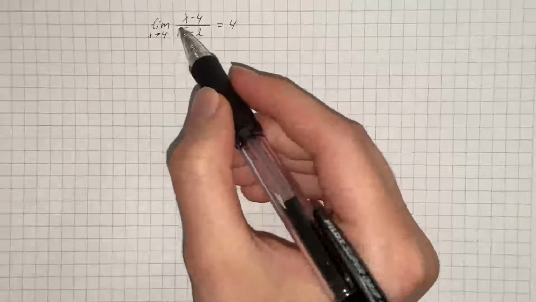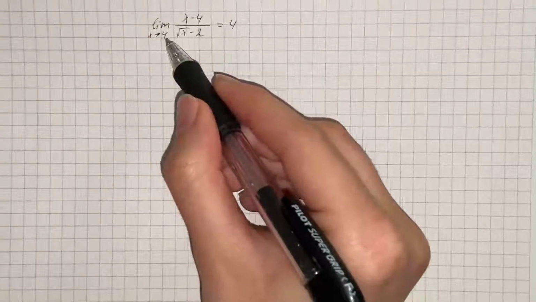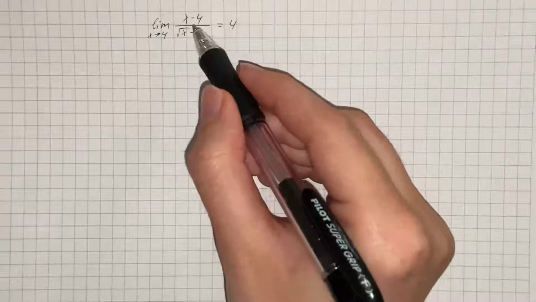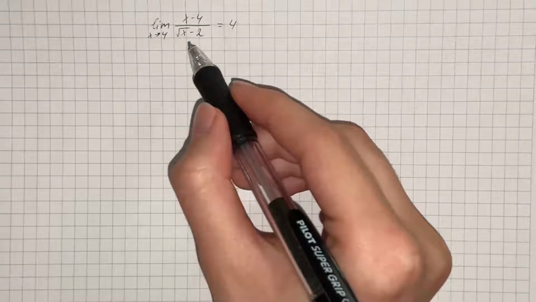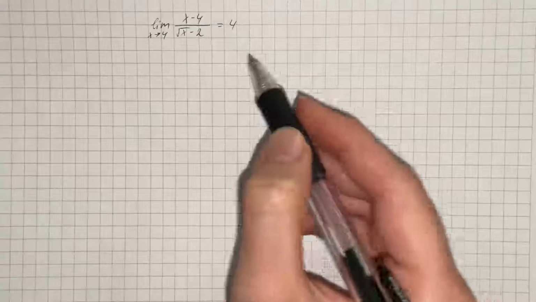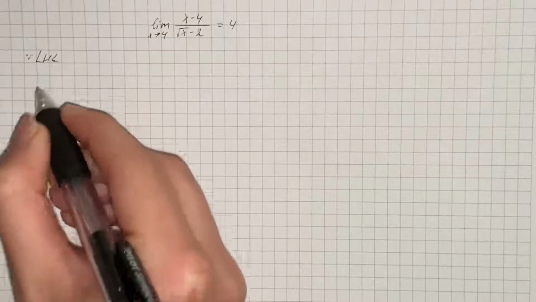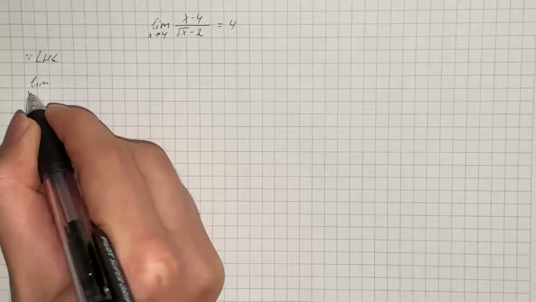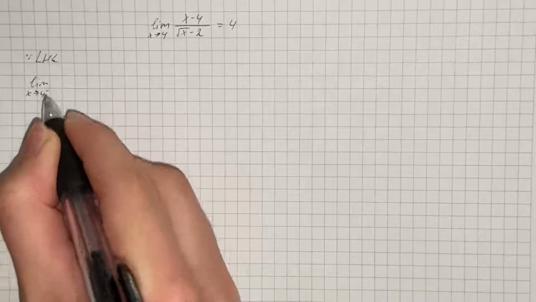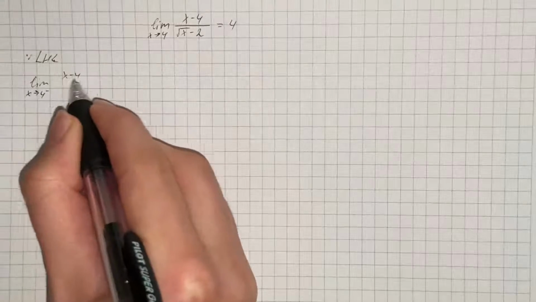We have to prove that the limit as x tends to 4 of (x minus 4) over (square root of x minus 2) equals 4. So at first we're going to find the left-hand limit. So it's going to be the limit as x approaches 4 from the left side of (x minus 4) over (root of x minus 2).